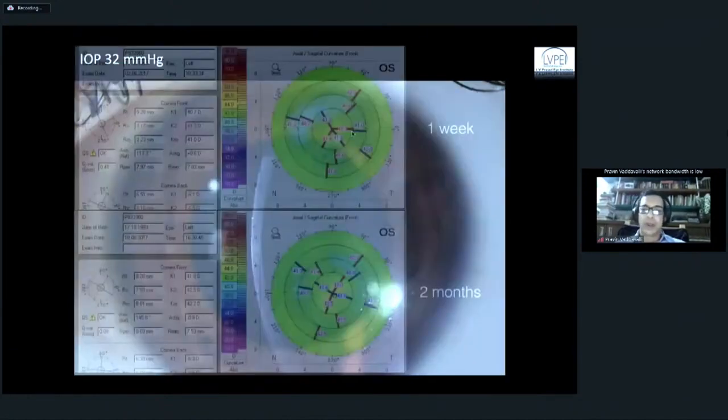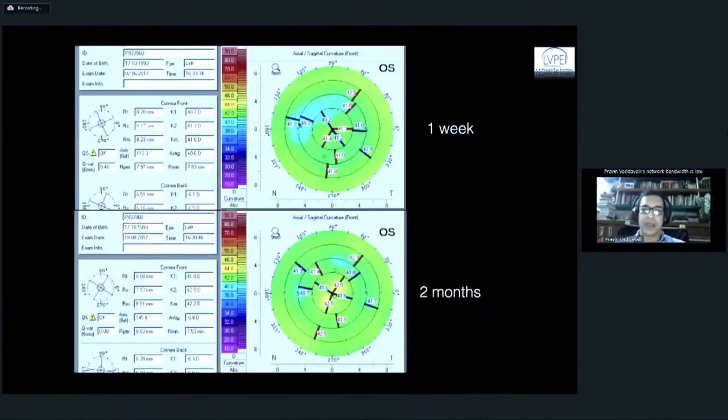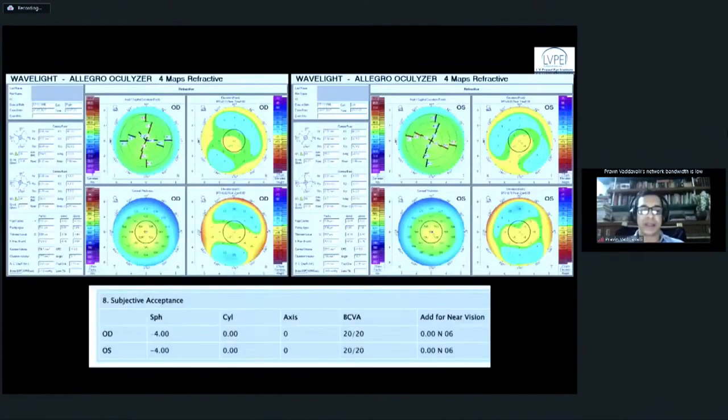But then when you look at the topography, you'll see that at the 1 week visit, the average K mean was 41 diopters. And at the end of 1 month or 2 months, it is increased by almost 1.2 diopters. And this typically occurs because of raised intraocular pressure. So look for changes in the topography of patients as a first sign of interface fluid syndrome before you actually start to see fluid in the interface.